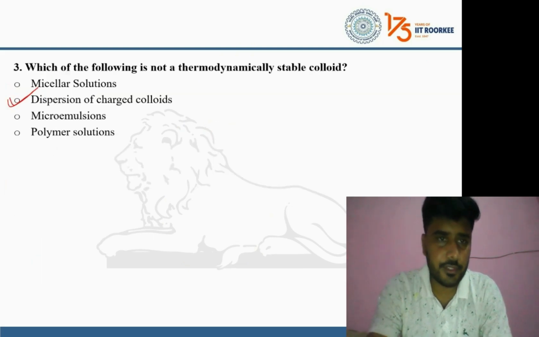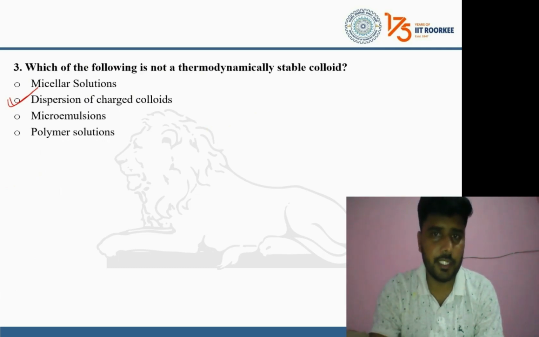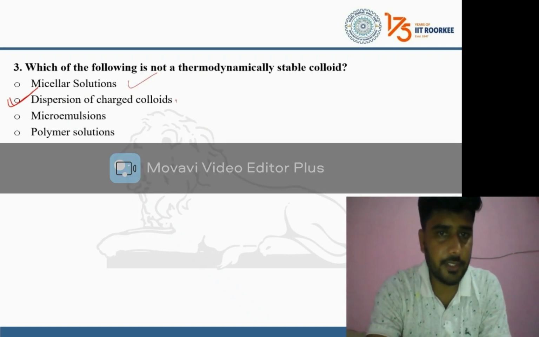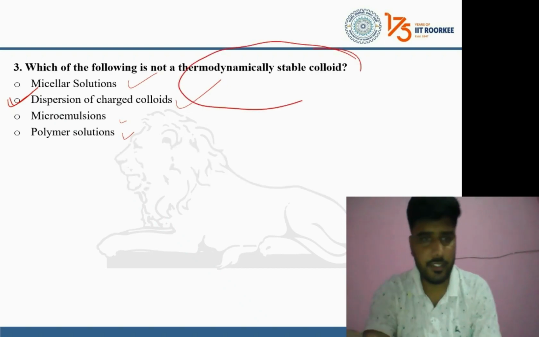So the third question is, you have to select which is not a thermodynamically stable colloid. There are four options: first one is the micellar solution, dispersion of charged colloid, microemulsion, and polymer solution. So before answering the question, you have to know what the thermodynamically stable colloids are.